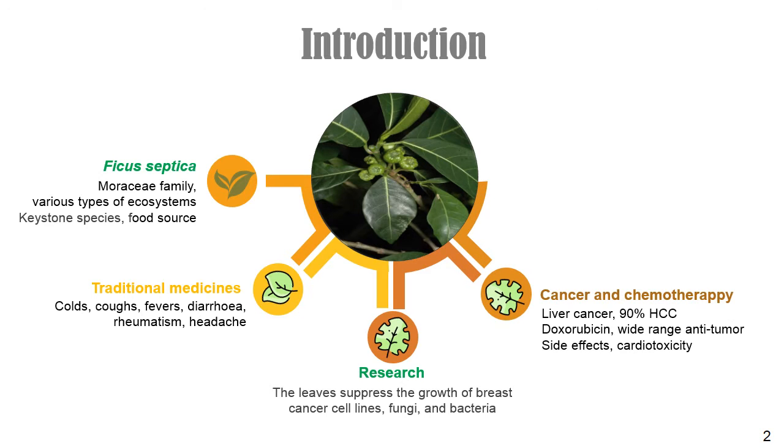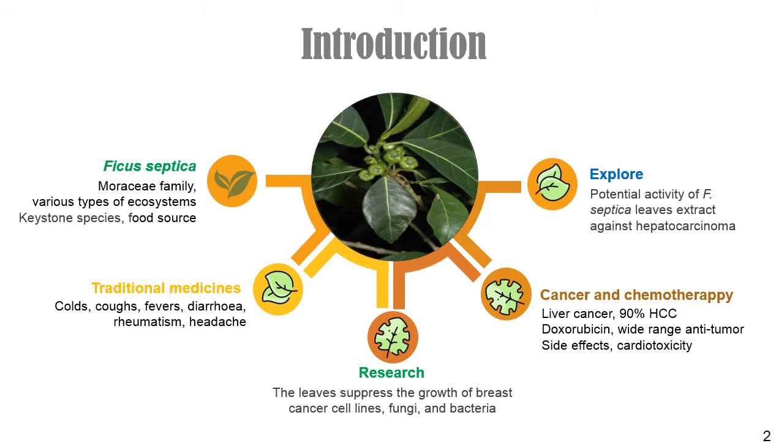Meanwhile, hepatocellular carcinoma is the most common type of liver cancer, accounting for 90% of incidence. The most prevalent cytotoxic medication is doxorubicin. Despite the fact that doxorubicin has a wide range of anti-tumor action, systemic dosing can often result in fatal cardiotoxicity and other negative side effects. Therefore, alternative sources for the discovery of novel anti-cancer agents are still urgently required.